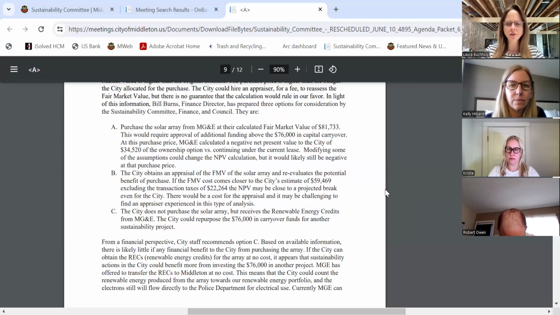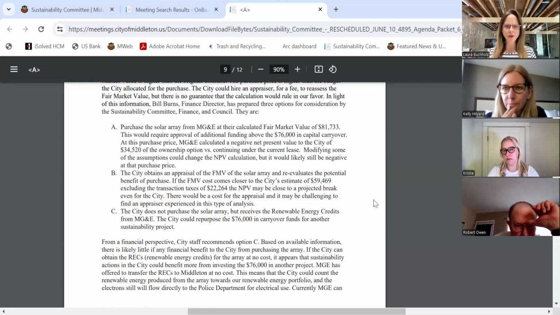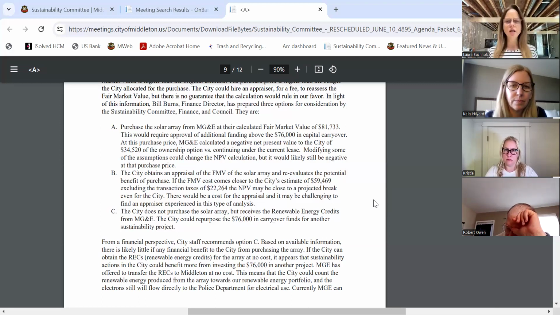Kind of along the lines with Dick's thinking, I want to make sure that we're getting something out of this other than just credits. So what's your thought, Kelly, from a sustainability standpoint, assuming that Bill Burns is saying C is the best financial option?